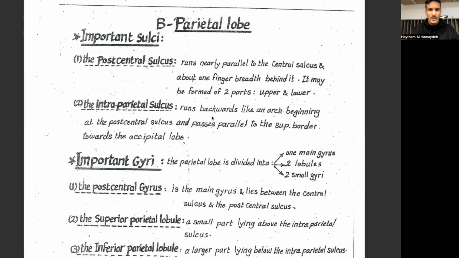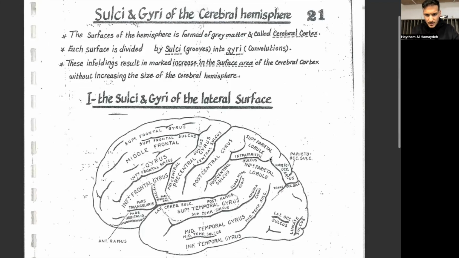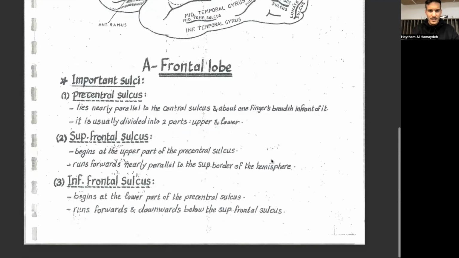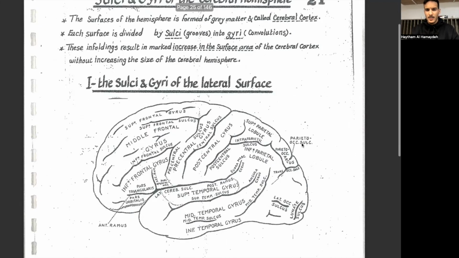So yeah, the intraparietal sulcus is right here. So you see it, the intraparietal sulcus. It runs from the post-central sulcus and goes posteriorly, and passes parallel to the superior border towards the occipital lobe. Of course, it runs here and then goes towards the occipital lobe. That's the intraparietal sulcus, the second important sulcus of the parietal lobe.